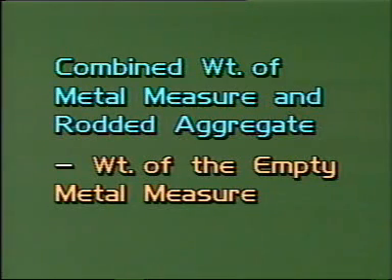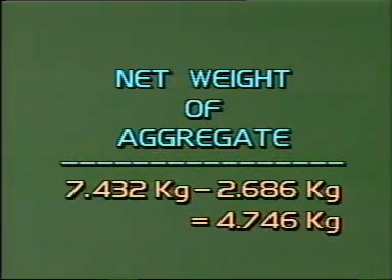The net weight of the aggregate in the measure is determined by subtracting the weight of the empty metal measure from the combined weight of the metal measure and rodded aggregates. Net weight of the aggregates shall be equal to 7.432 minus 2.686, which is equal to 4.746 kilograms.